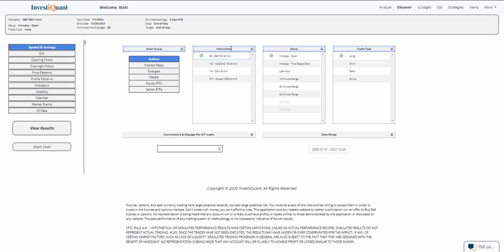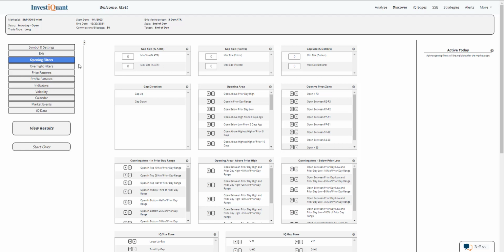Let me go ahead and set this up. We're only going to be looking at the S&P for this example, so I've got that selected. The setup will be based upon entering the market long at 9:30 a.m. Eastern time and exiting at 4:15 p.m. Eastern time. Now we are trading well below Friday's low right now, so I'm going to go into the opening filters. I'm going to go to the opening area and I am going to click on open below prior day low. So if it equals there, that adds it to the test.